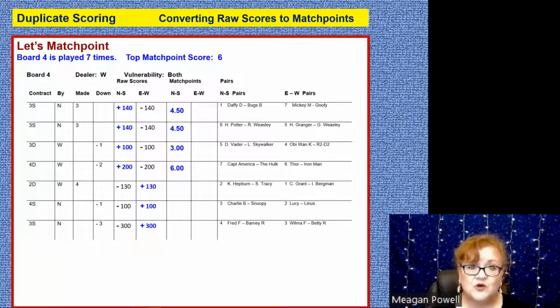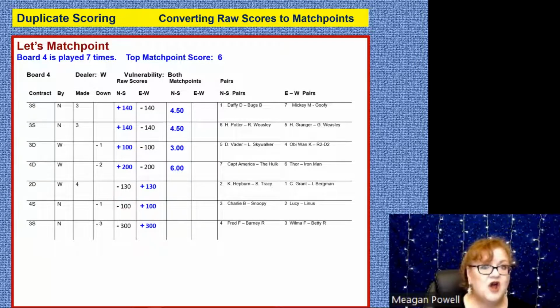When you have a negative score, it doesn't mean you did the worst. Your job, if you do get a negative score, is to get a negative score as close to zero as possible. So Hepburn and Tracy have a negative 130 here. They look to see who they beat. Well, they certainly did not beat anybody with a positive score above them, right? Okay. Did they beat minus 100 for Charlie Brown and Snoopy?